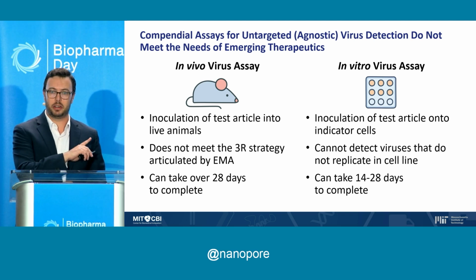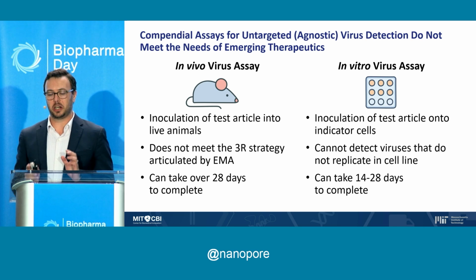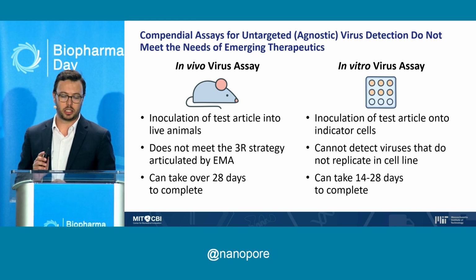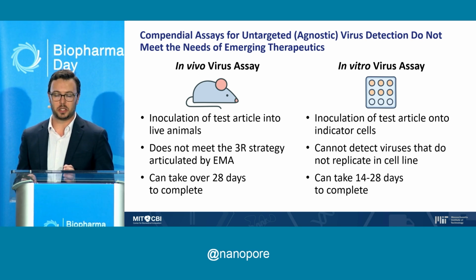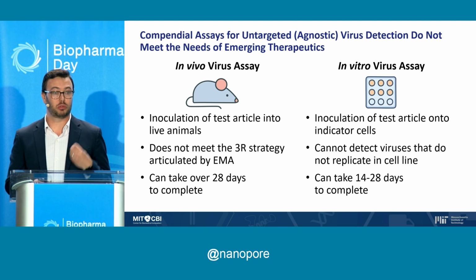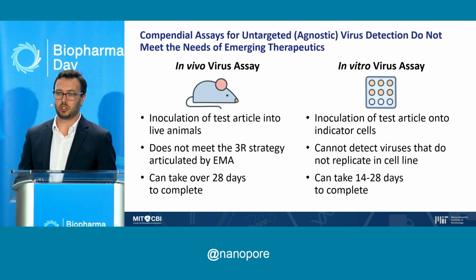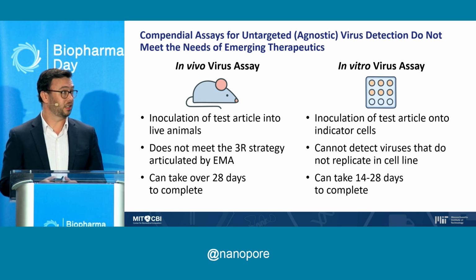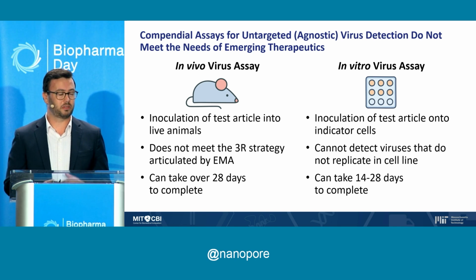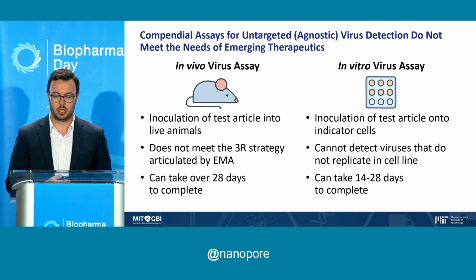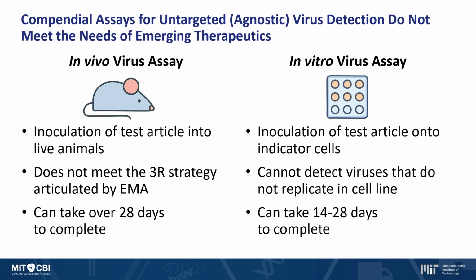The in vivo virus assay doesn't necessarily meet the 3R strategy that's articulated by the EMA. Essentially what this means is they're looking to reduce or replace the use of animals for this process. And so right now, I think in the last 20 plus years from most of our member companies, I think 84,000 animals have been used for detecting viruses in biotherapeutic products.